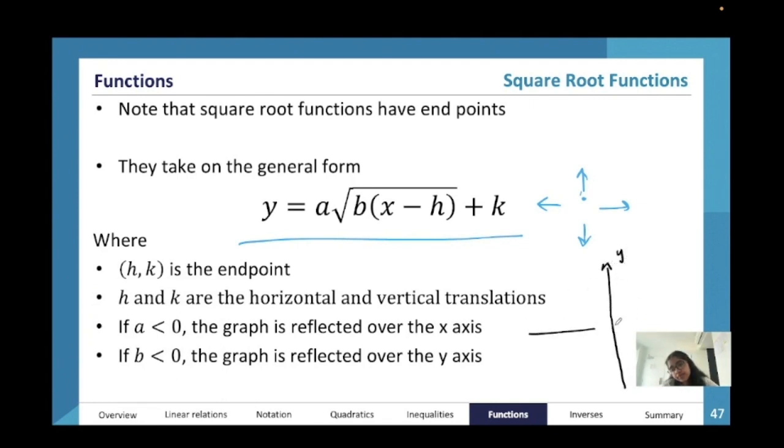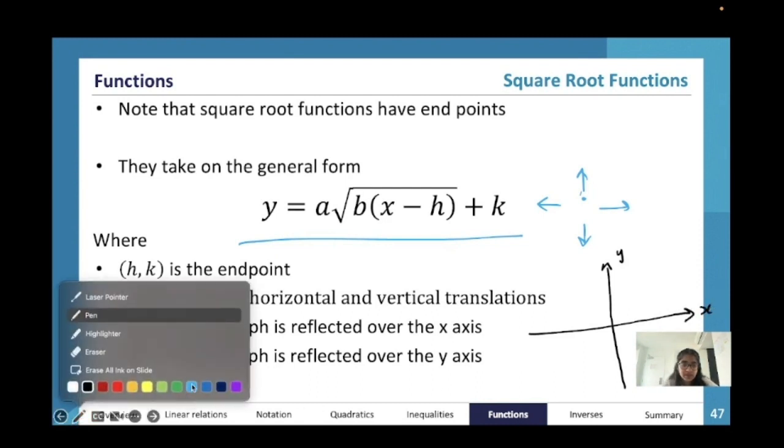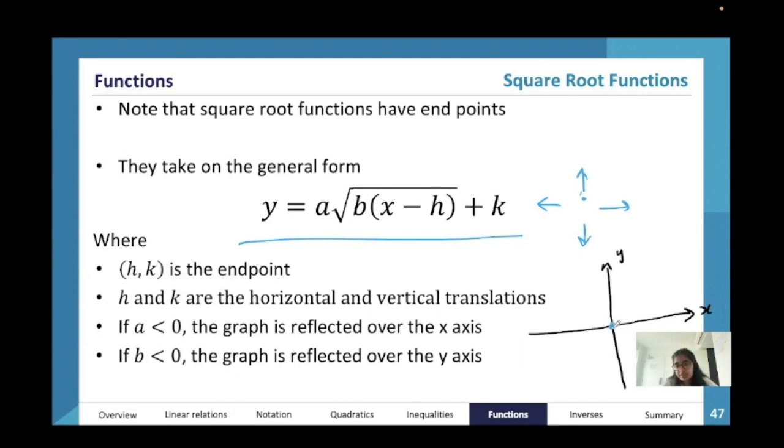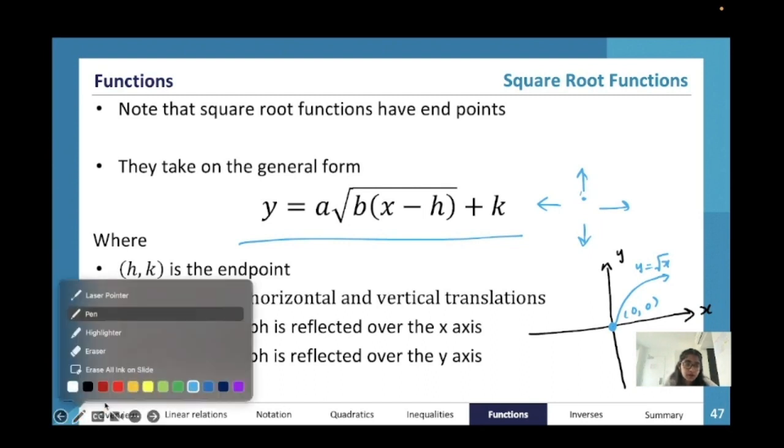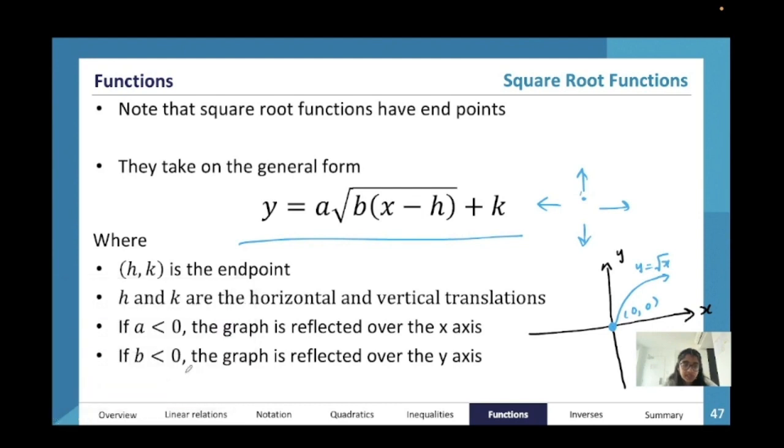So we've got y, got x, and I'm just going to use different colors to save time. So let's start with our basic graph. It starts at 0, 0, so all of the graphs are starting there and going this way. So this is y equals square root of x. You've got another graph, let's say you've got the graph this way. This is y equals square root of negative x. So we talked about this earlier.